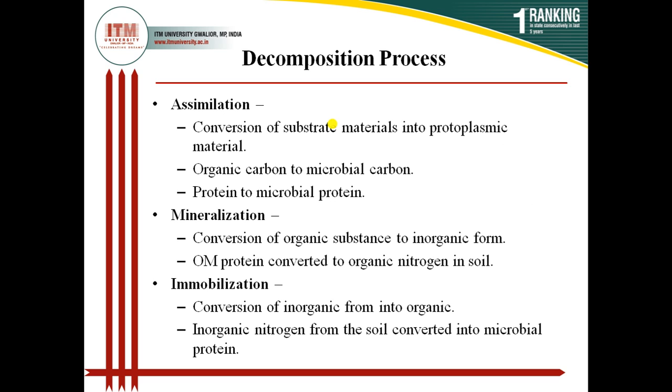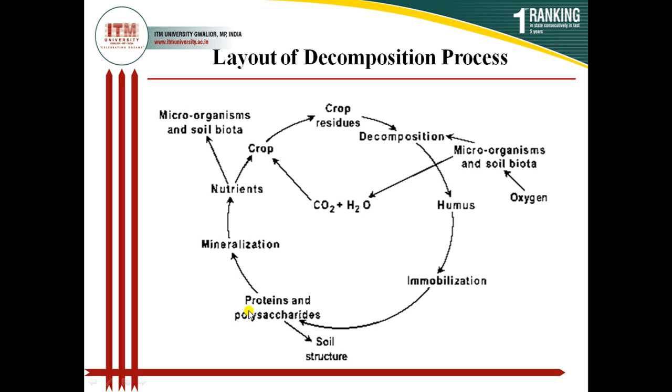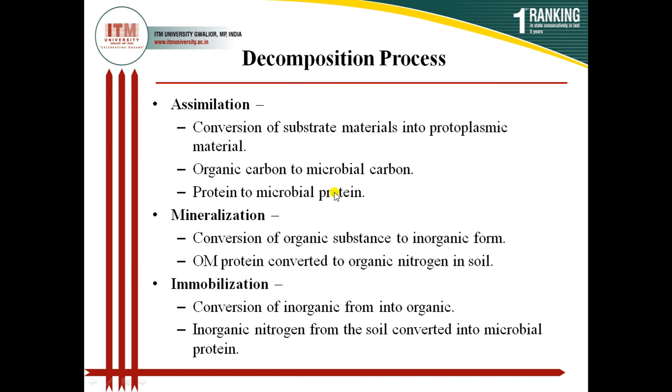So this is a process. First it is assimilation. Assimilation means conversion of substrate material into protoplasmic material. Substrate material means the organic material, that is the substrate for the microorganisms which will feed over it, and they will convert it into protoplasmic material. It means organic carbon is converted to microbial carbon. Protein is converted to microbial protein, that I have shown you here. Through the process of humus and immobilization, it is converted into microbial protein and microbial carbohydrate. Then mineralization occurs. In the second process, mineralization, the organic substrate is converted into inorganic form.